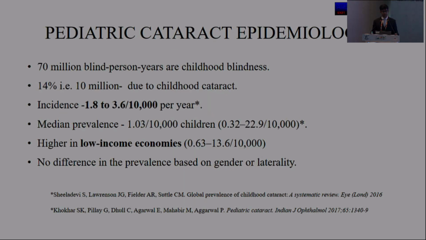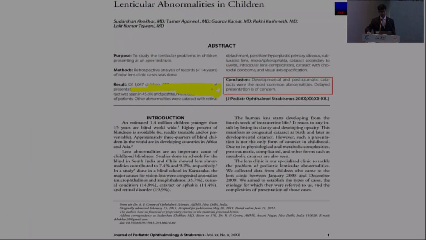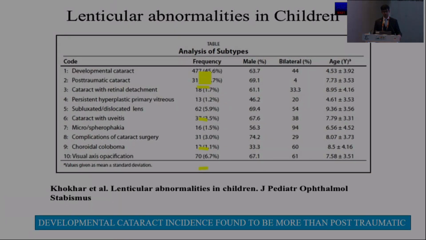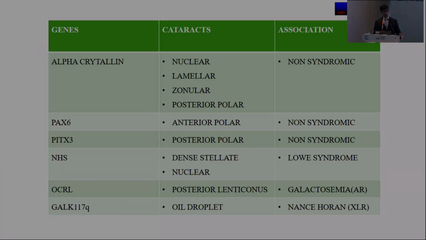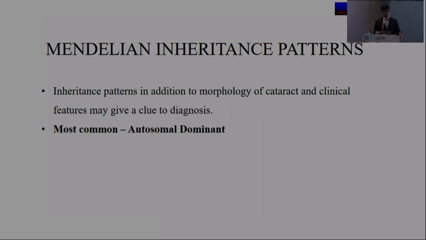So we know the incidence is around 1.8 to 3.6 per 10,000 per year. In the studies which have been done at our center, which is RP Center, developmental and post-traumatic cataracts are quite common. In one of our studies, we found that the developmental cataract incidence was actually more than the post-traumatic ones. Genes which are usually involved are alpha-crystallin, PAX6, PITX3, and the most common inheritance pattern noted was autosomal dominant.